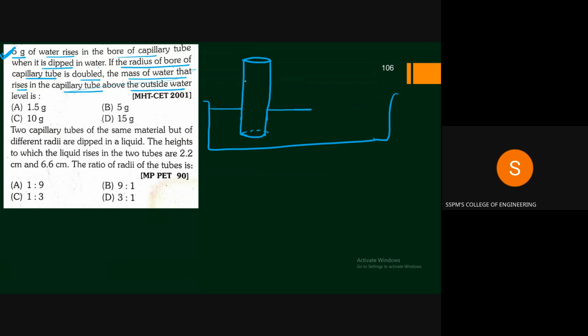Okay, and this is the water that rises in the glass tube. Suppose this height is H1 for the initial condition when the radius is r. Now just imagine we double the radius, like this.